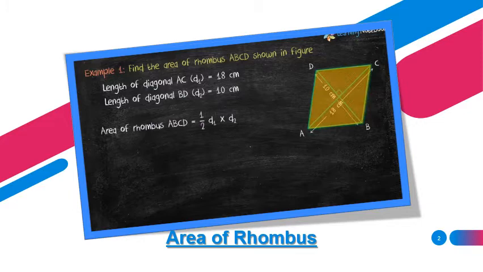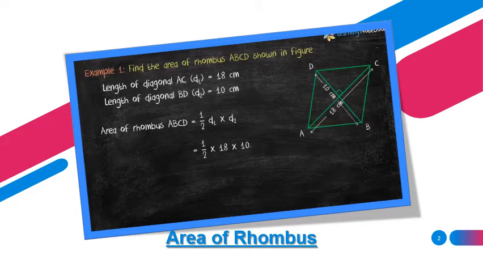And we know area of rhombus ABCD equals 1 by 2 into D1 into D2. So let's put the values and we get 1 by 2 into 18 into 10. Simplify it and we get area of rhombus ABCD equals 90 square centimeter.